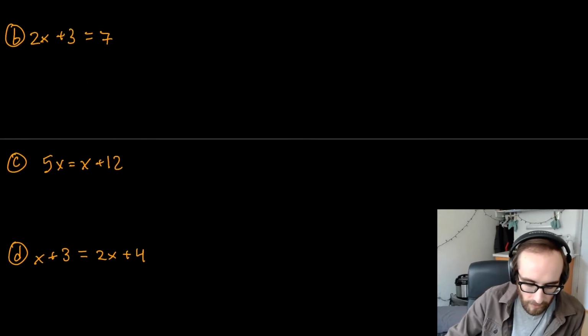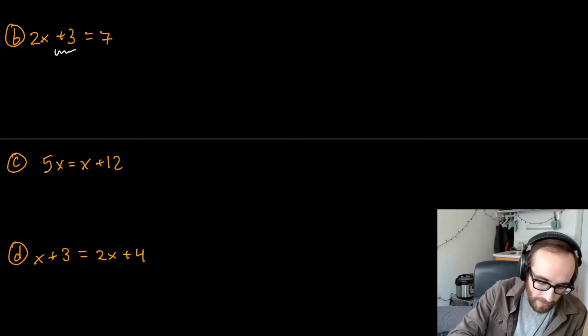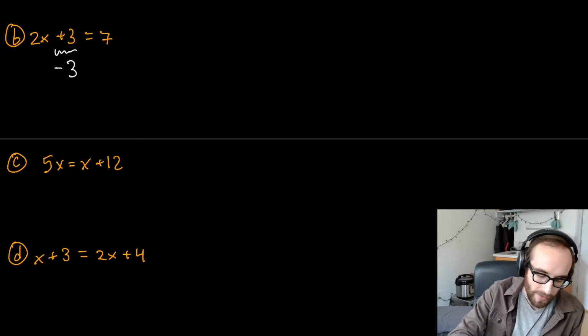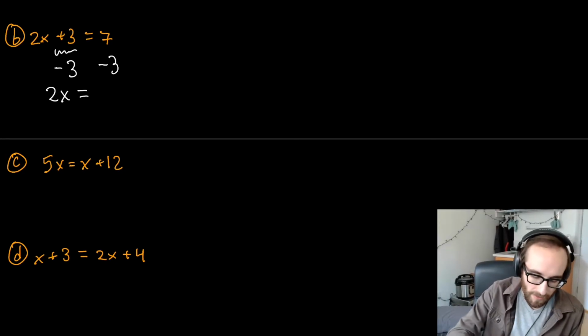For letter B, we're looking at 2x plus 3 equals 7. So again, to start off, we're adding a 3 on this side, so we want to start by subtracting 3, which we'll do from both sides. 3 minus 3 is 0, so we just get 2x on the left side, and then on the right side, 7 minus 3 is 4.